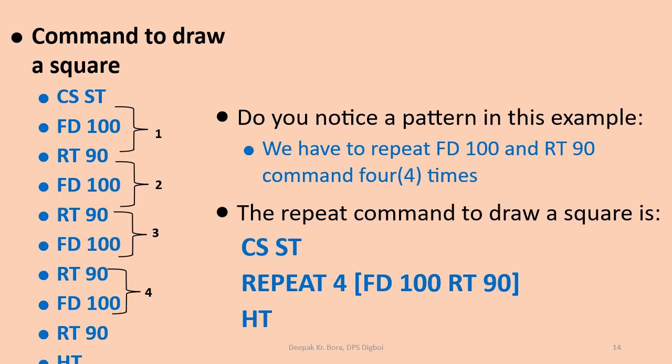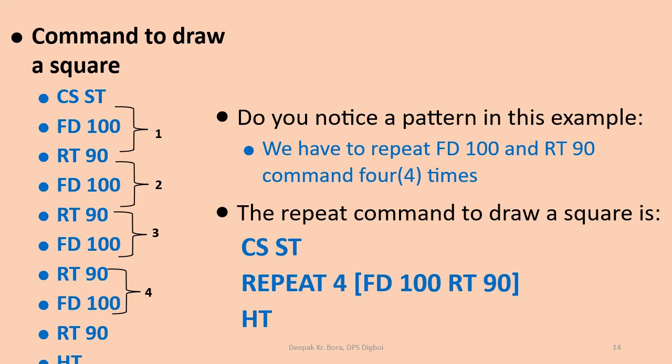If you see this set of commands, here we can find that FD 100 and RT 90 is being repeated 4 times. So here we can use the repeat command. The repeat command to draw a square will look like CS ST. CS ST is not being repeated, therefore it is not included within the repeat. Next is repeat 4, FD 100, RT 90. Here FD 100 and RT 90 is repeated 4 times, therefore we have written 4 followed by the set of commands which is being repeated, and then the HT.